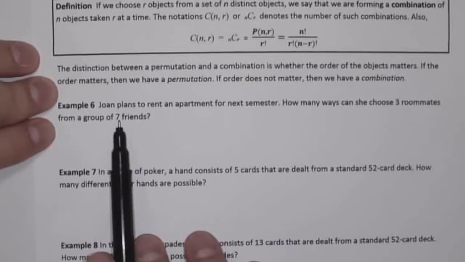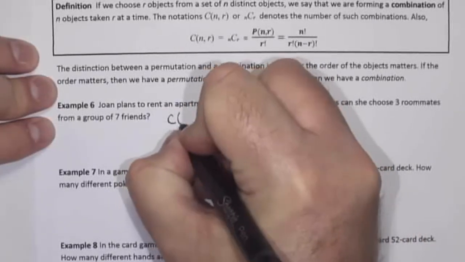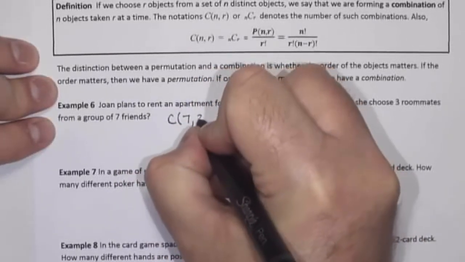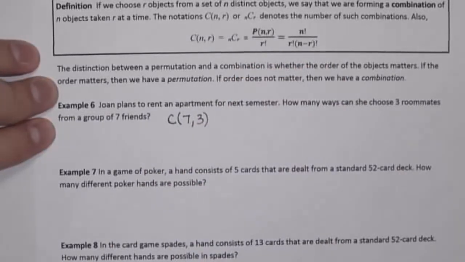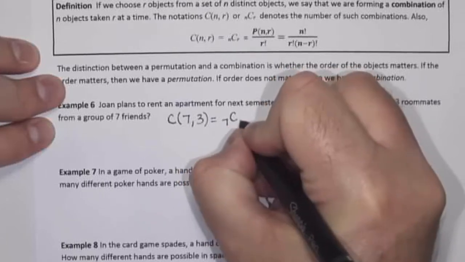The order of the 3 friends that are selected doesn't really matter. It just matters if they're selected or not. So this is a combination of 7 items choosing 3. Or again, if you prefer, we could write that as 7 choose 3.